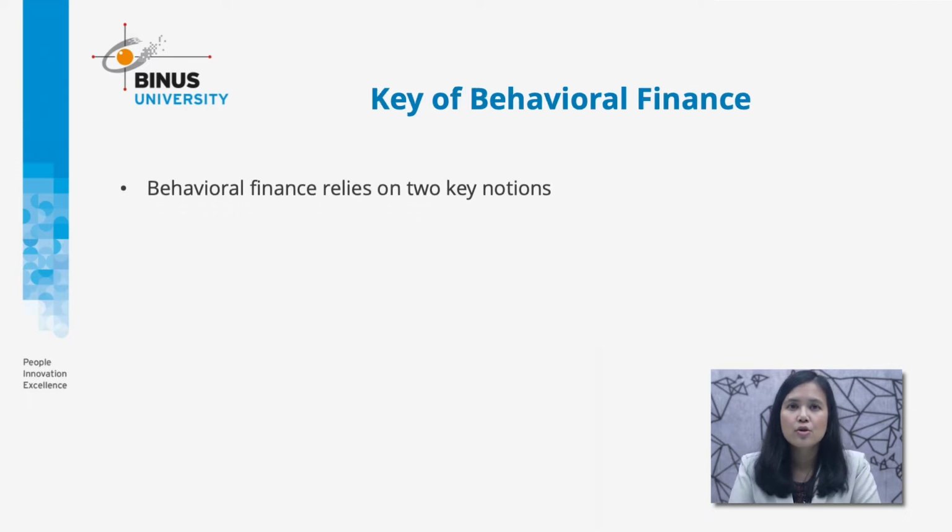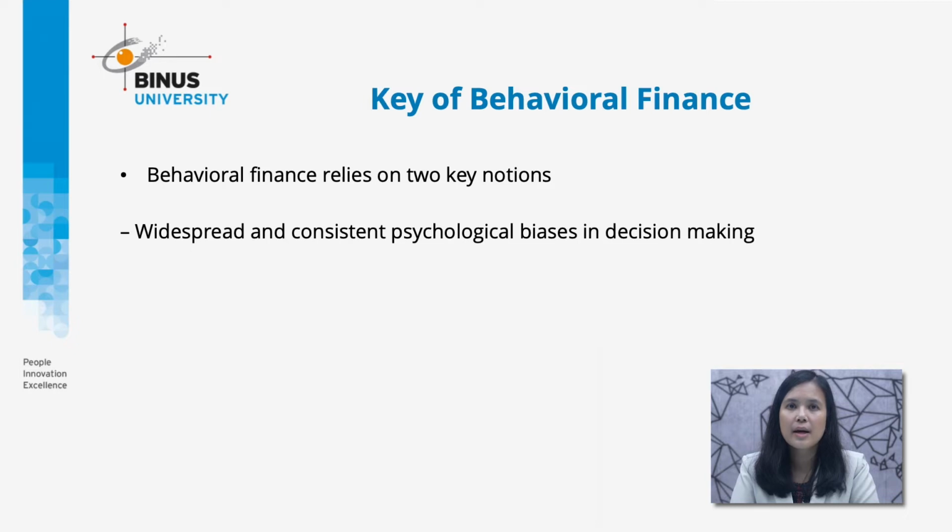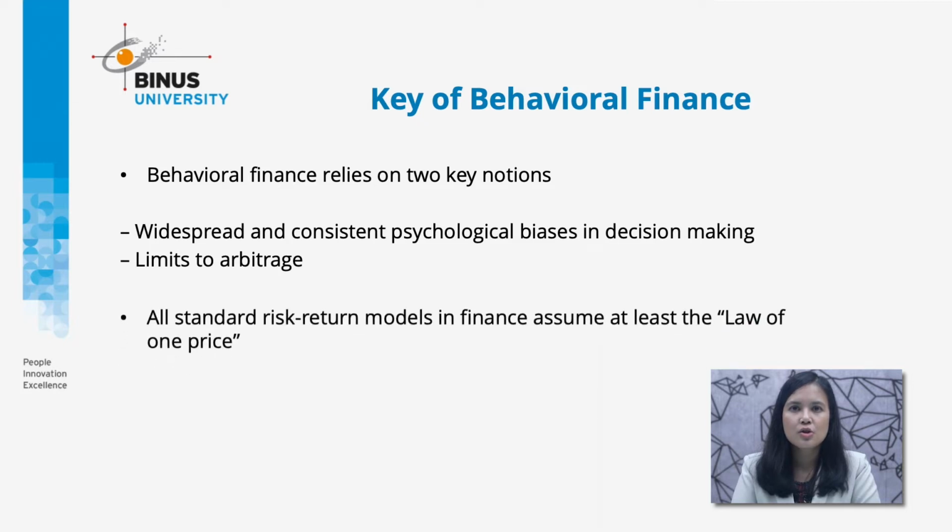Behavioral finance relies on two key notions. First, widespread and consistent psychological bias in decision-making, and limits to arbitrage. All standard risk-return models in finance assume at least the law of one price. The law of one price is an economic concept that states the price of an identical asset or commodity will have the same price globally, regardless of location, when certain factors are considered.